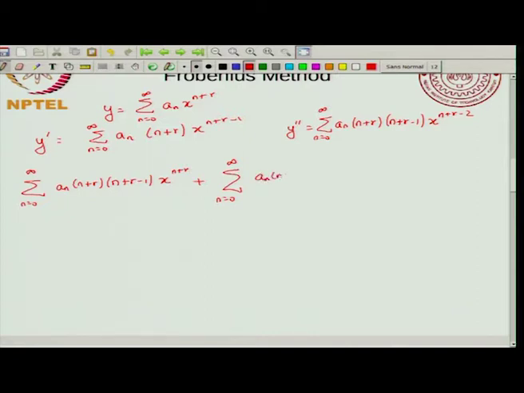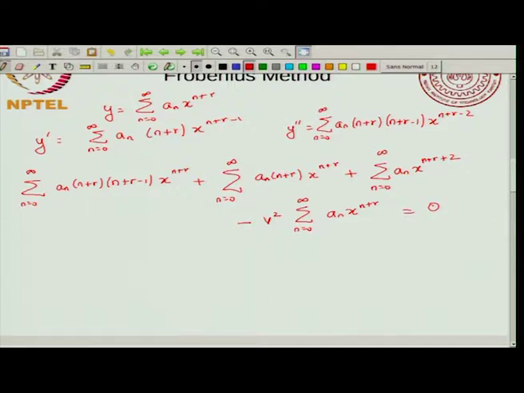So I have a n n plus r x raised to n plus r, okay, and then I have x square minus v square. So the x square term will look like sum over n equal to 0 to infinity a n x raised to n plus r plus 2 and minus v square sum over n equal to 0 to infinity a n x raised to n plus r equal to 0. So this is our equation. Okay. Now the lowest power of x in this equation, so remember n goes from 0 to infinity.